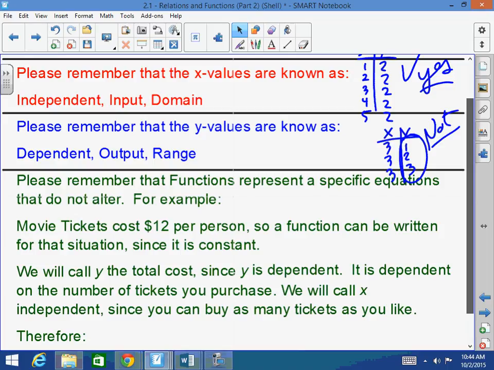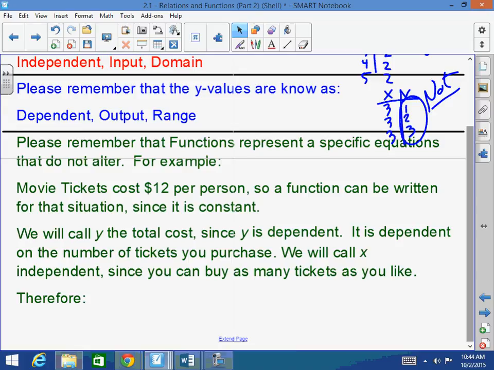So why don't we call Y the total cost? Since Y is dependent, the total cost depends on how many tickets you buy. It is dependent on the number of tickets you purchase. We will call X independent since you can buy as many tickets as you like. Therefore, what do you think the function, the equation, would be for this? Very awesome. Y equals 12x.